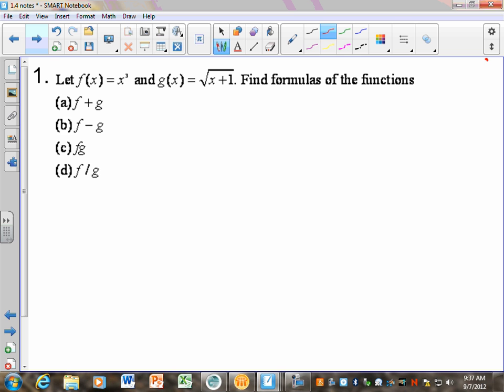It is. It's a little like crazy little font here. But yes, that's x to the third, and that's the square root of x plus 1. And we're just going to do all 4 and just practice making sure we can add, subtract, multiply, and divide these. But then we're also going to find the domain of each of the operations.